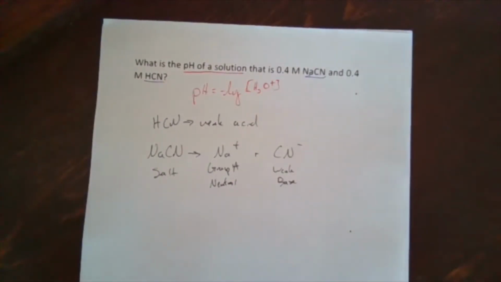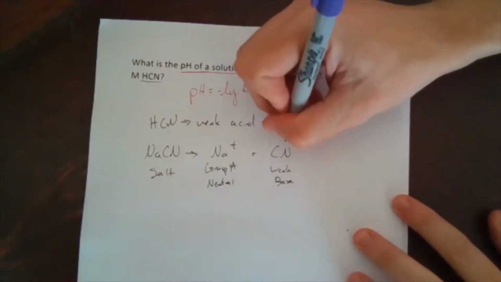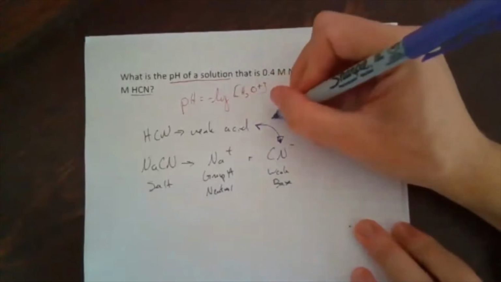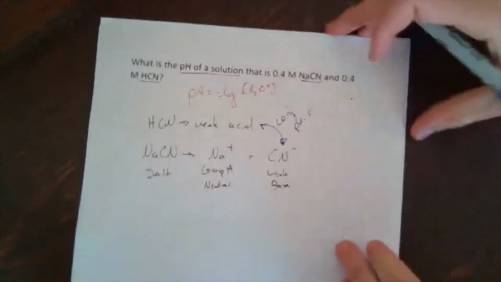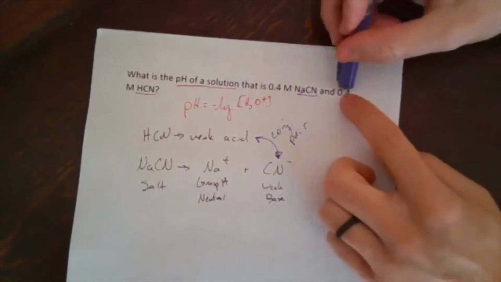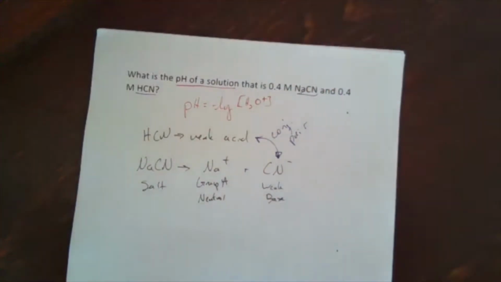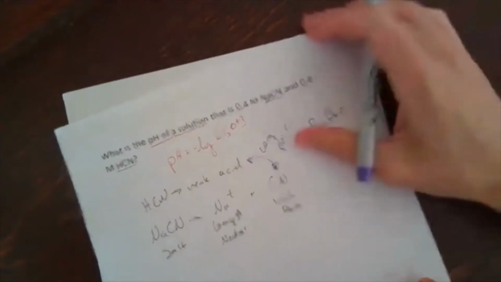We're starting to get into more complicated solutions where there's more than one thing present. We can see explicitly that in this solution we have a conjugate pair. The solution contains a conjugate pair. HCN is the weak acid, CN minus is the weak base. So the conjugate pair is contained in solution, 0.4 molar, 0.4 molar. Those concentrations are very close. This is a buffer solution.